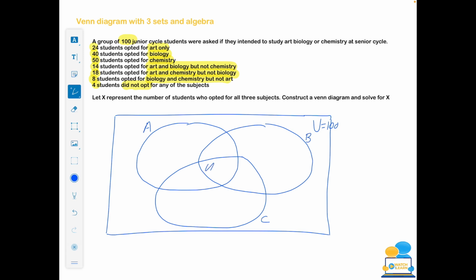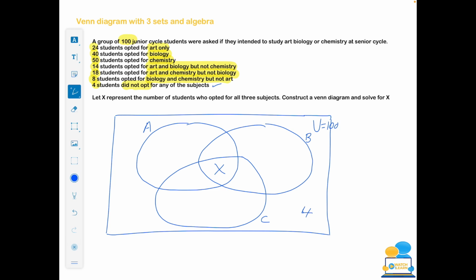We're going to call this circle A for art, B for biology and C for chemistry. Now we always start right here in the middle, and they tell us in the last line, let X represent the number of students who opted for all 3 subjects. So we're going to put our X in here. Now there's a few more bits of information we can put in. Okay, so 4 students did not opt for any of these subjects, so I'm going to tick this off, and I'm going to put those 4 out here. Okay, they don't fit in any of those sets, but we still need to include them in our universal set.